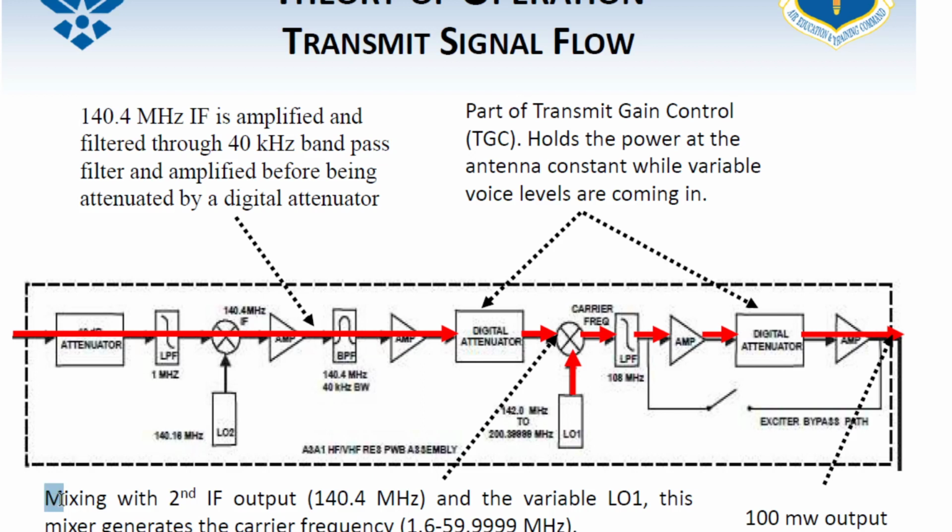From there, we go to the second part of the mixer here, which is responsible for your entire frequency range of the radio. Now, if somebody did 142 minus 140.4, they would find that they get the number 1.6. If they did 200.399, like it's showing here, minus 140.4, you would find that you get 59.99999. What is that the range of? Very high frequency. Not VHF. What is this the range for?